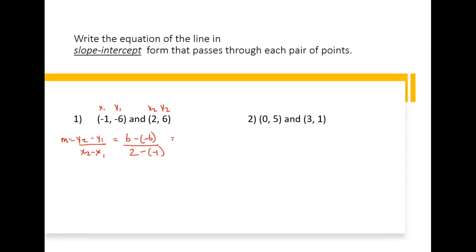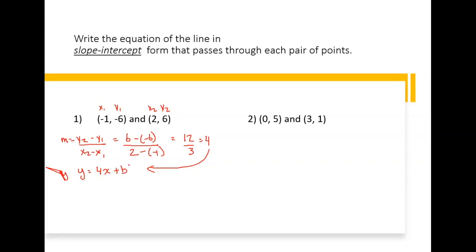So 6 take away -6 is going to be like adding, so I get 12. 2 take away -1 is going to be the same thing, so it'll be like adding, so I get 12 over 3, which gives me a slope of 4. So now I have y equals 4x plus b. That's all I have. That's what this gave me. It gave me my slope.